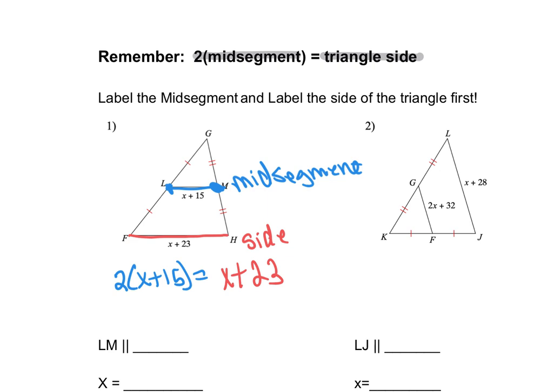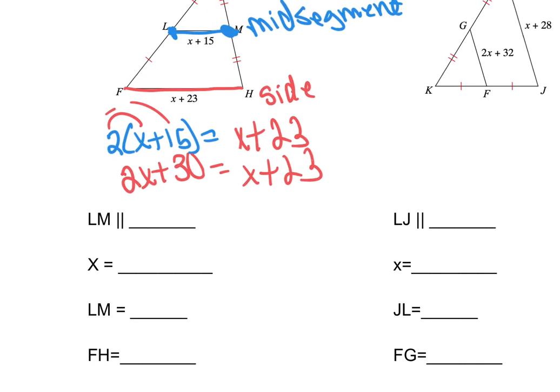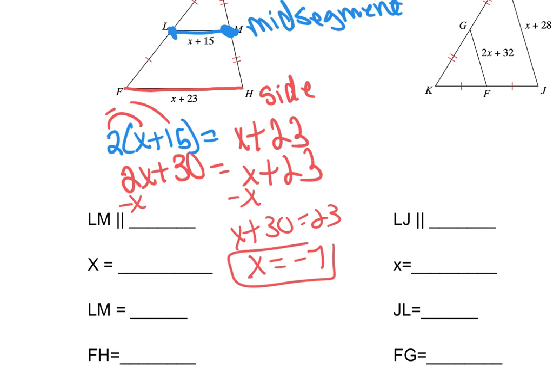So if we distribute, we would get 2x plus 30 equals x plus 23. Okay, and I'm going to get my x's on the same side, so I'm going to subtract x from both sides. I would have x plus 30 equals 23, subtract 30, and we would get x equals negative 7. So x equals negative 7.